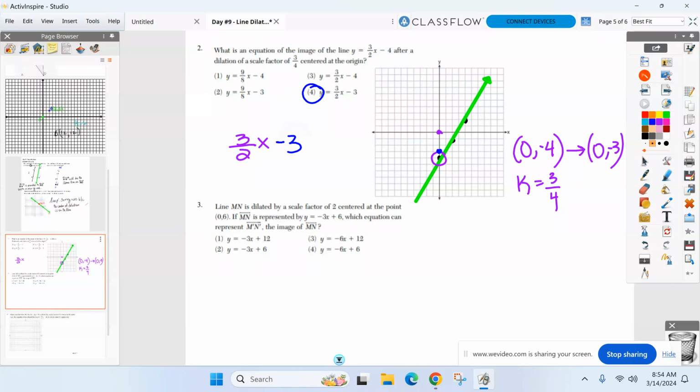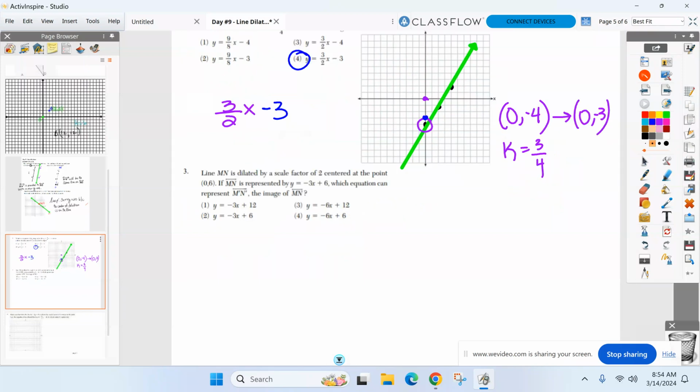If the point is off the line, the slope stays the same, and you've got to find your new y-intercept. If it's on the line, easy problem. It remains the same line. All right, 2 more here before we call it a day.